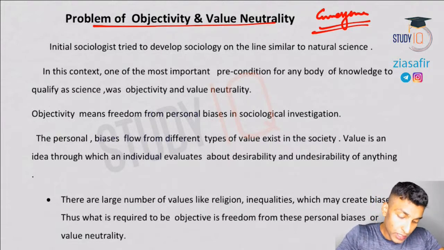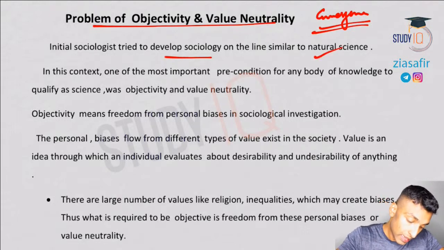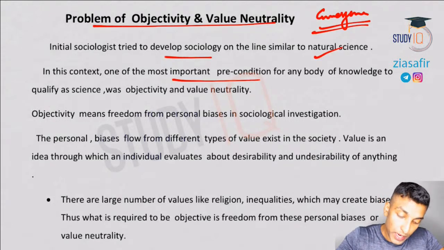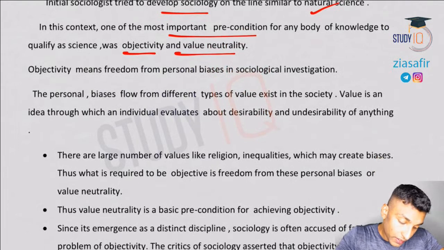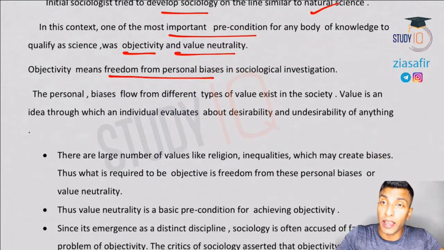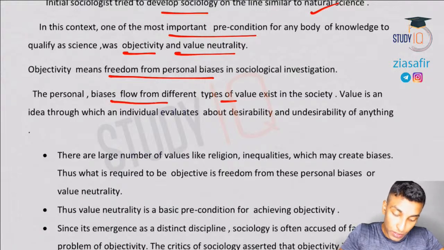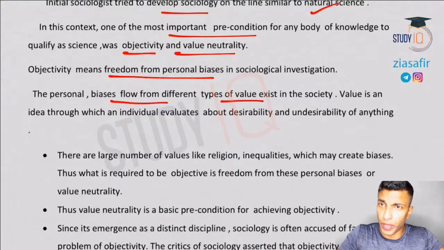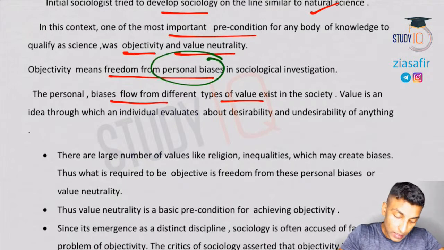Now, what did the initial sociologists do? They tried to develop sociology similar to natural science. In this context, one of the most important preconditions for any body of knowledge to qualify as science was objectivity and value neutrality. Objectivity means freedom from personal biases in sociological investigation. The personal biases flow from different types of values existing in society. So the problem is personal bias. How does personal bias arise? Because of values.